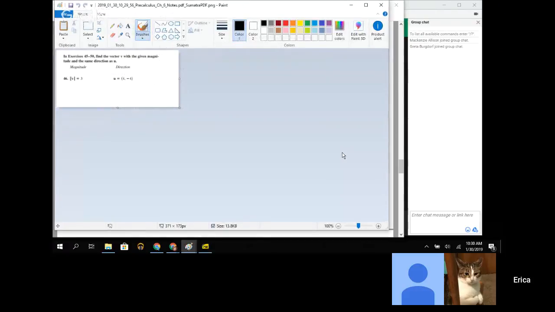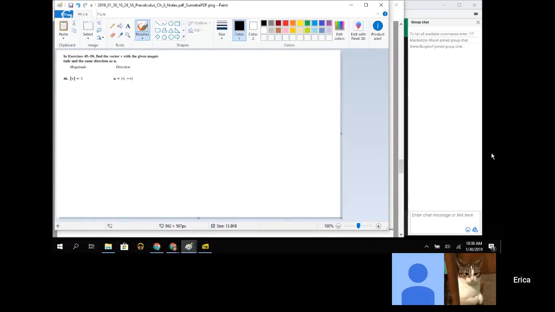Okay, so it says in exercise 45 through 50, find the vector v with the given magnitude and the same direction as u. Okay, so we want our vector. So this is our direction, right? Our direction is at 4, -4. We want our vector to have the same direction as u, but we only want it to have a magnitude of 3. So what do we need to do to figure that out?